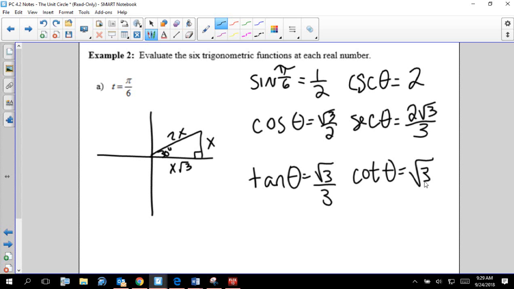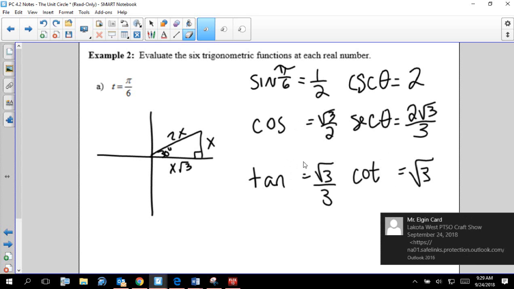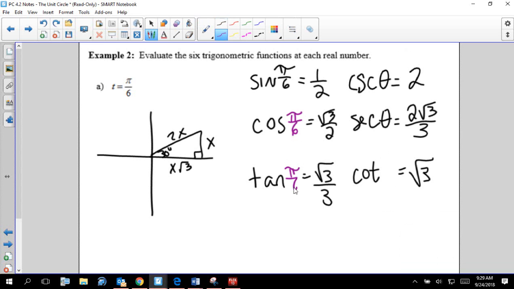Because I didn't want to erase the rest of them, because I had put theta for all of them. They should be pi over 6. Because we know what the theta is. I just got lazy, because I had written them all.